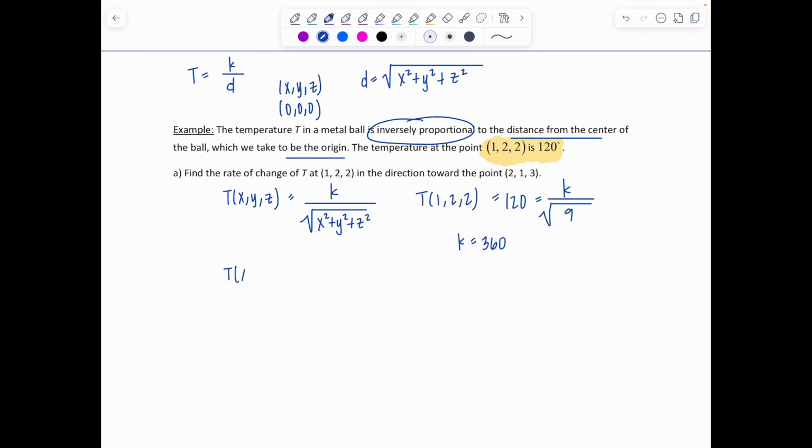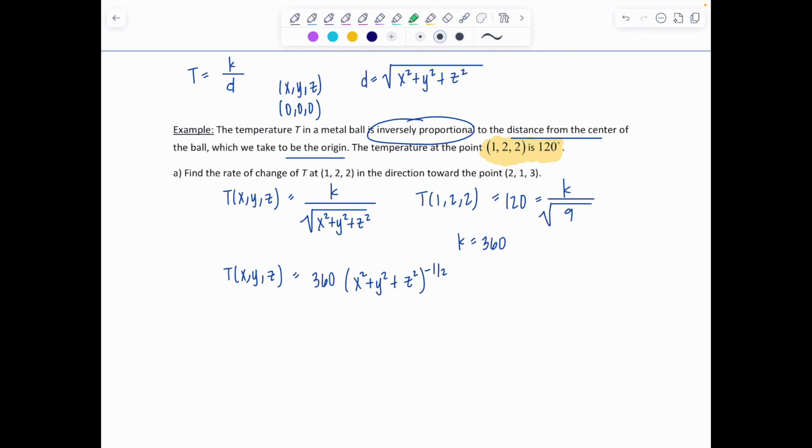Beautiful. Look at us go. So T of (x, y, z) equals, let me write this as 360 times (x squared plus y squared plus z squared) to the negative 1/2, because I'm getting ready. I know I'm going to need to take the gradient in just a hot second. Okay, so here we go.